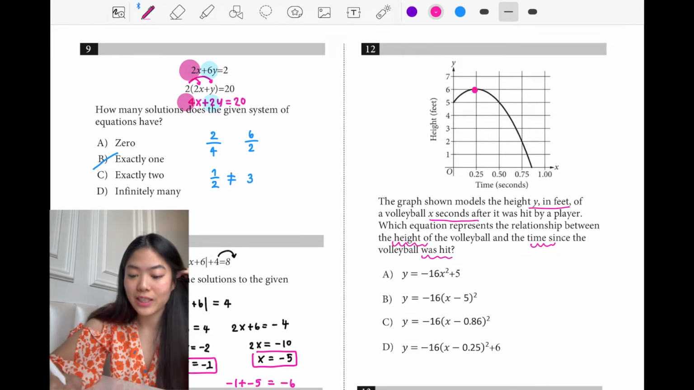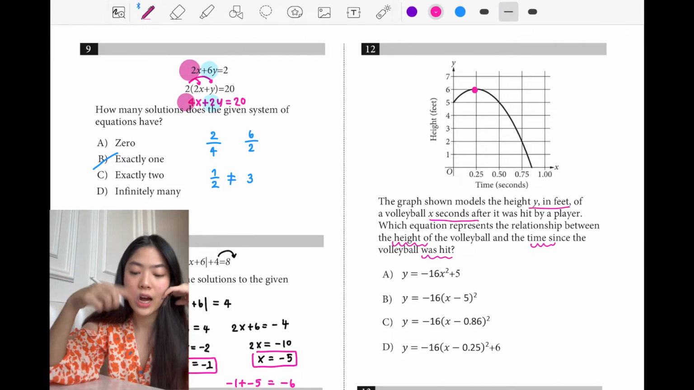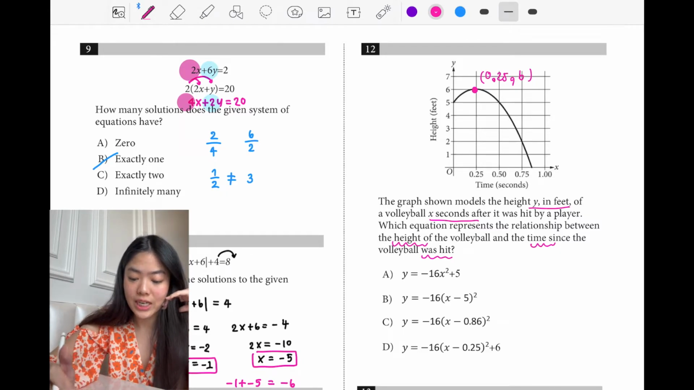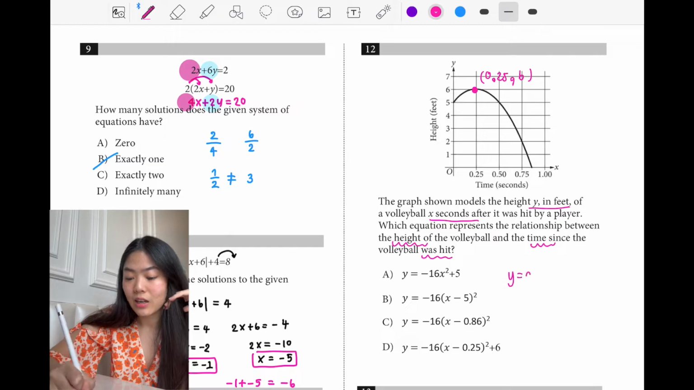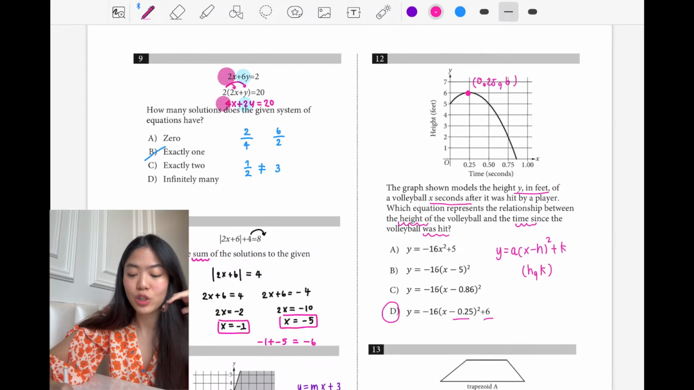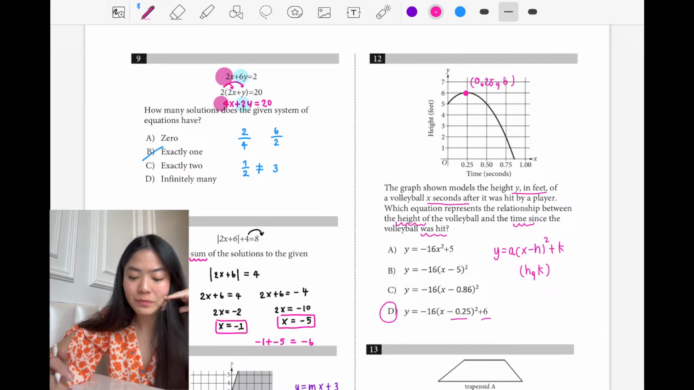So from here, this is a coordinate graph with a concave down shape, and it's given the vertex at (0.25, 6). So I'll try to find the equation that represents the vertex, and I know the equation a(x minus h) squared plus k, where (h, k) would be our vertex. So from here, D should be the answer because it represents the vertex of (0.25, 6). Okay.